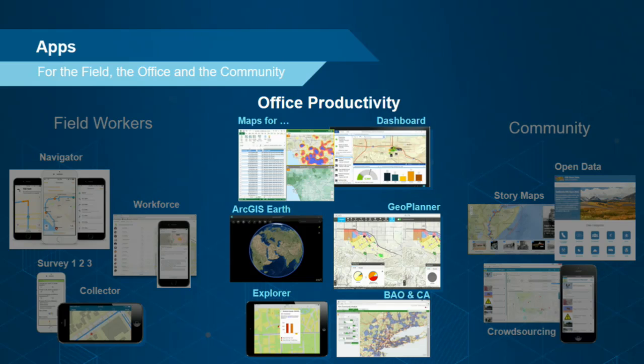But there are tons of apps out there, and we classify them a couple different ways. Like I said, apps for the field workers are for people working out in the field, collecting data, sending it back to the platform. Apps for the community are things where you can actually interact with the community. You can either put data out there in the open data space so that people can download it and have access to your stuff, or you can do crowdsourcing type things and collect data from them. But what we're here today to talk about are apps for office productivity.